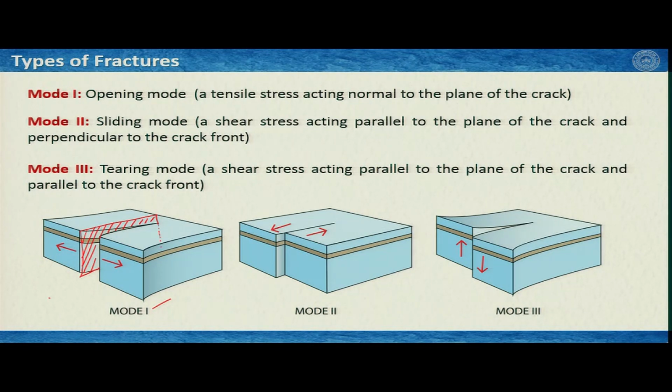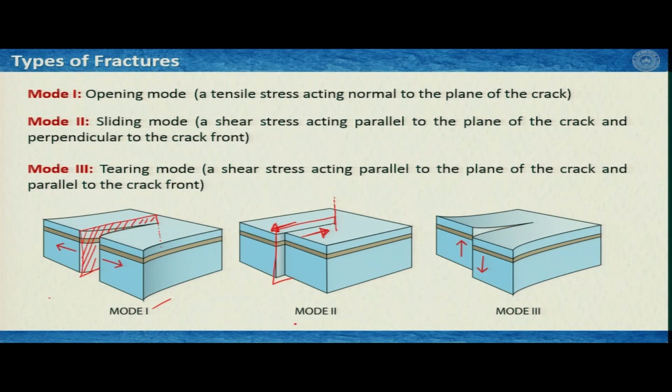Mode 2 fractures are shear fractures or sliding fractures, where again this is the fracture plane and this is the fracture tip, the way the fracture is propagating in this direction. It says that a shear stress is acting, going this way along the fracture plane of the crack and perpendicular to the crack front. So, this is the crack front and this is acting perpendicular to the crack front.